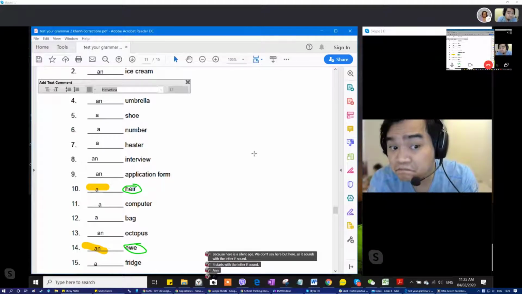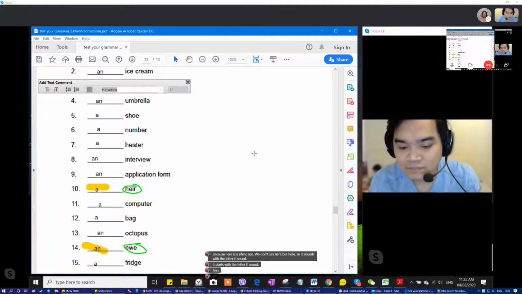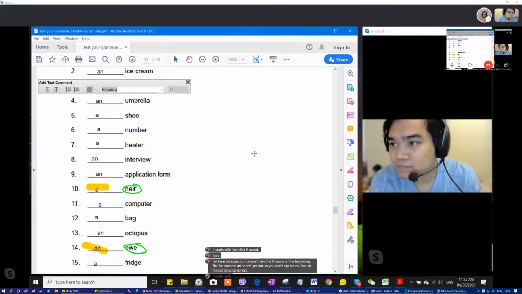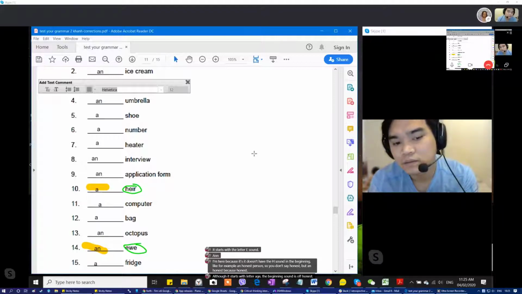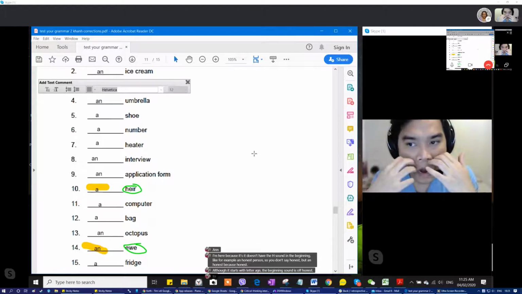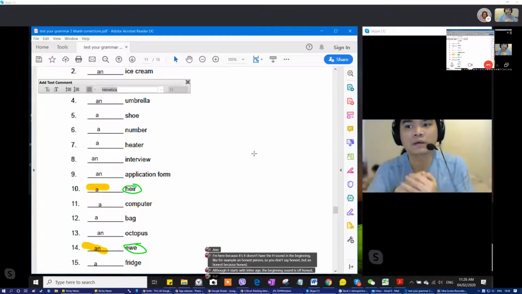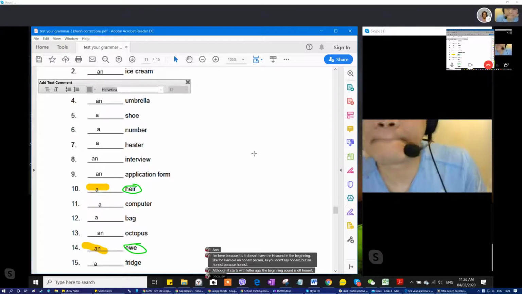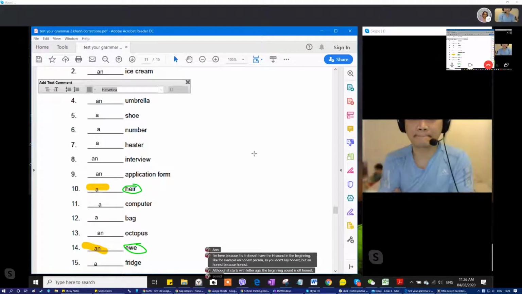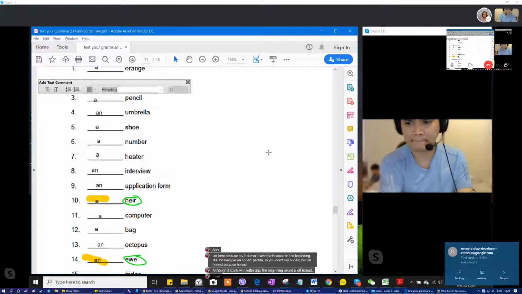Like for example, an honest person. So you don't say a honest, but an honest, because honest, although it starts with letter H, the beginning sound is O. It's an honor to meet you. Not a honor, but an honor to meet you, because honor has an O sound, not an H sound at the beginning. So those are just tricky.